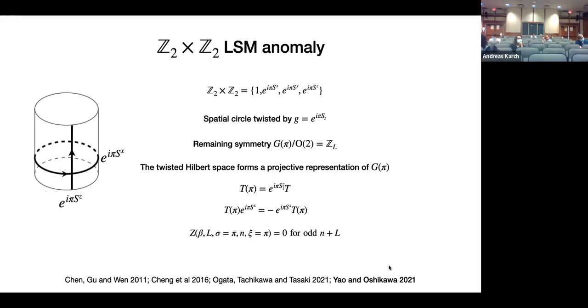All right, so these are ways to see the Lieb-Schultz-Mattis anomaly on the lattice, phrased in a manner that can be used to do anomaly matching, because the same statement should hold in the continuum theory.